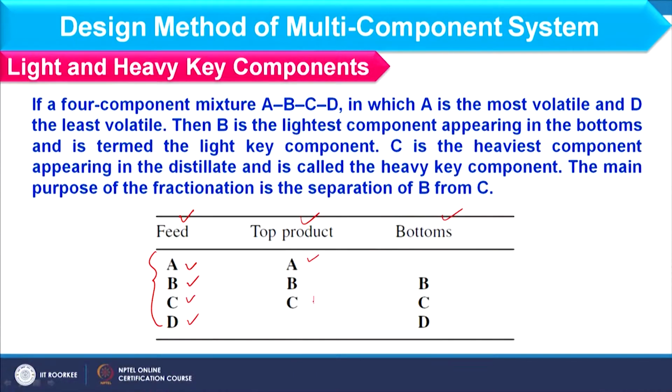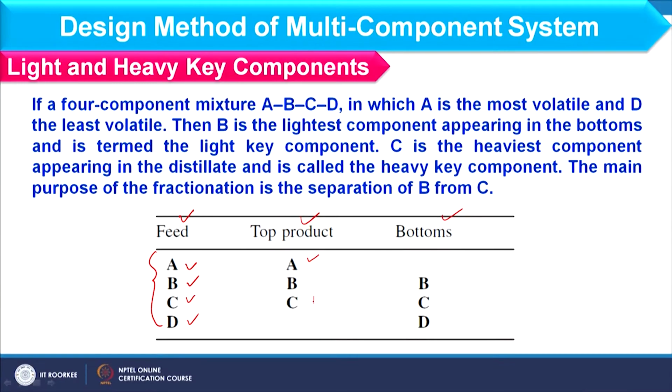Okay. So, how can I choose the light key and heavy key? The condition is like lightest component in bottom. Okay. Please listen to it carefully. Lightest component in the bottom is represented by light key, and heaviest component in the top is represented as heavy key. Okay. So, with this definition, if I consider the lightest component in bottom, that component is B. Okay. So, this is considered as the light key.